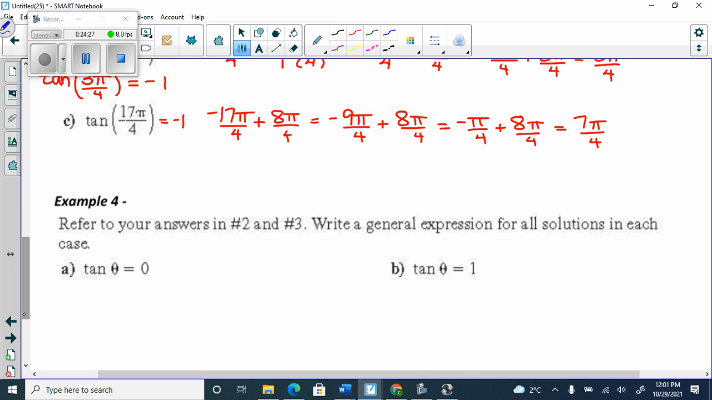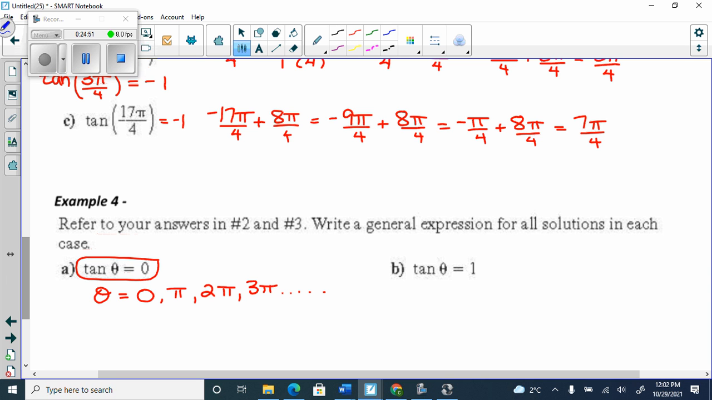So what's a general solution to tan theta equals 0? Where does tan theta equal 0 at? Do you guys know? Theta equals 0, pi, 2 pi, 3 pi. We just keep going, correct? Do we agree? So we're practicing general solutions again.